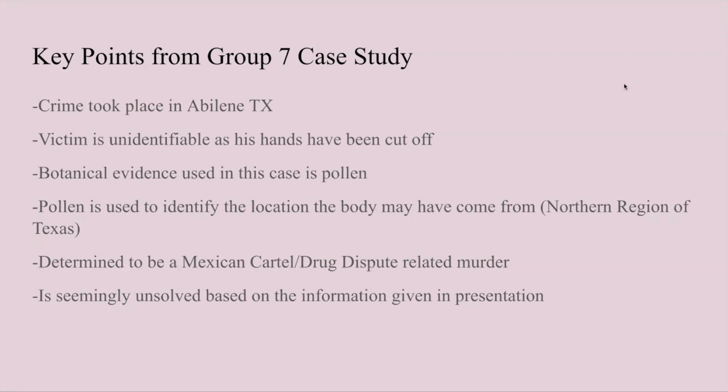Botanical evidence used in this case is pollen. Pollen is used to identify the location the body may have come from, which is believed to be the northern region of Texas or the southwestern region of Kansas. It's determined or concluded to be a Mexican cartel or drug dispute related murder based on the evidence, and it's seemingly unsolved based on the information given in the presentation.